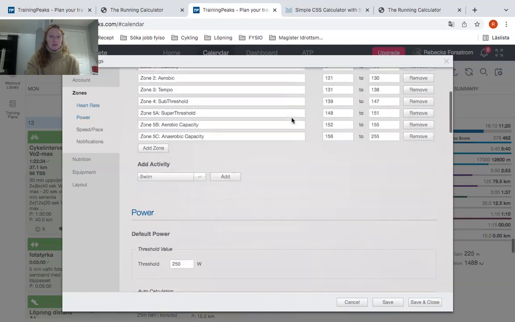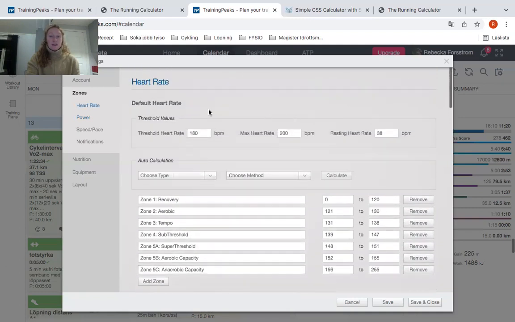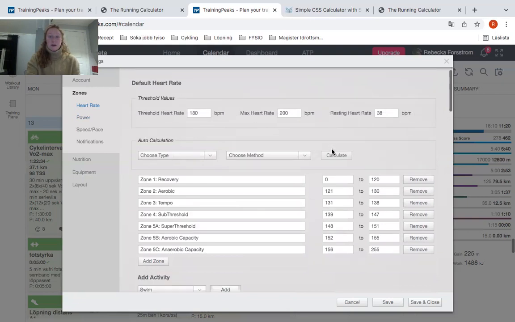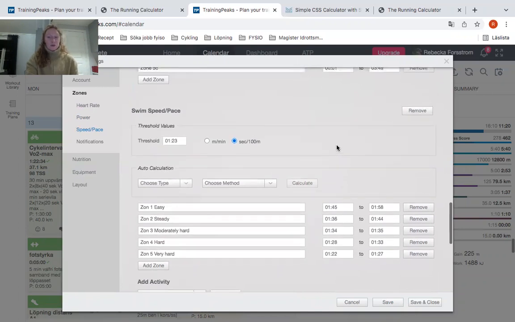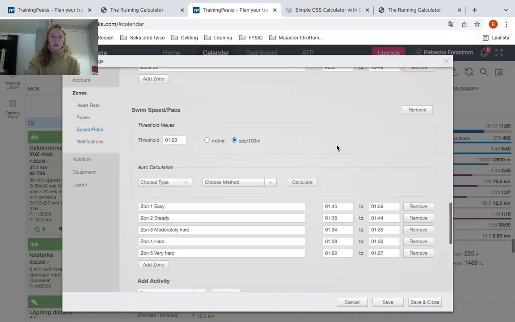I also want to show you that here in Training Peaks you can fill in different heart rates from here. And you can also fill in your swimming speed pace as well, the CSS pace that we will get to. But these aren't as important. We won't include that when we use Training Peaks. So you don't need to do that. But if you want to, you can do it.